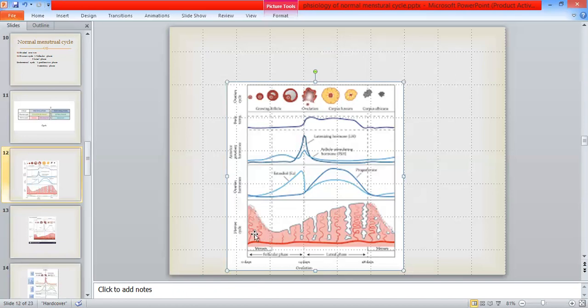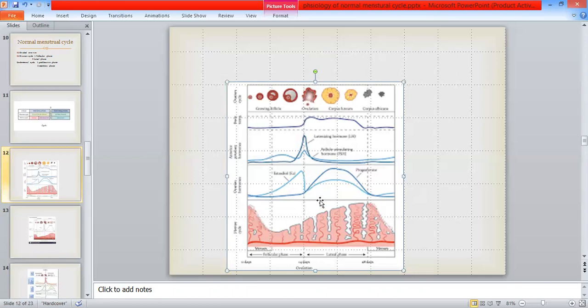And the endometrial thickness increases rapidly from 0.5 millimeter at menstruation. When menstruation occurs, the endometrium thickness is only 0.5 millimeter. And in the proliferative phase, when proliferation begins, this reaches 3.5 to 5 millimeter at the end of the proliferative phase.